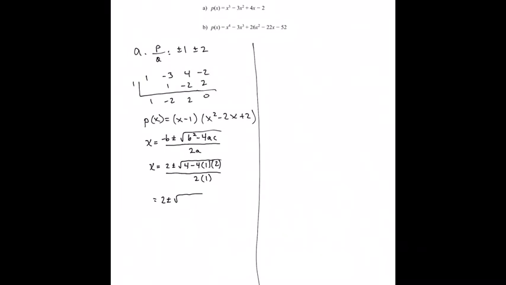So this is 4 minus 8, which is negative 4, over 2. Square root of negative 4 is 2i, so this is 2 plus or minus 2i all over 2, which is 1 plus or minus i. All it says is to find zeros. It doesn't say to factor or to graph, so the end result will be listing all the zeros: x equals 1 and x equals 1 plus or minus i.